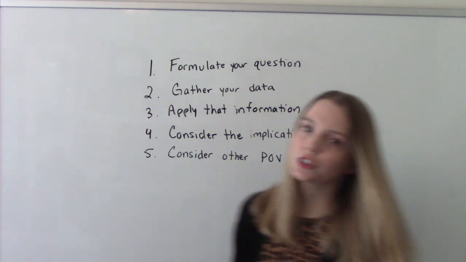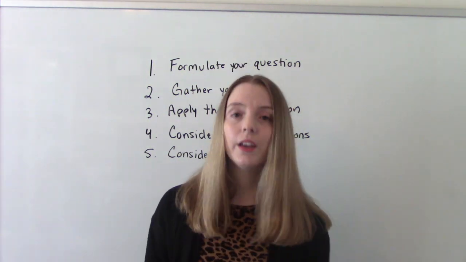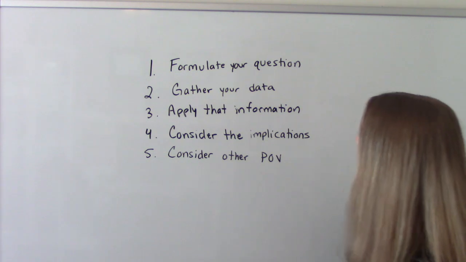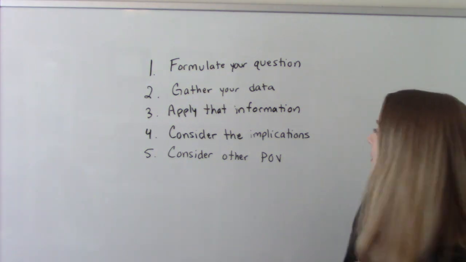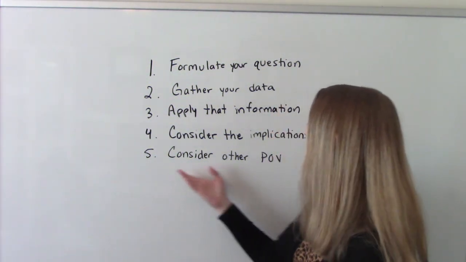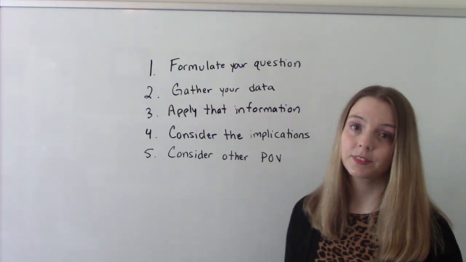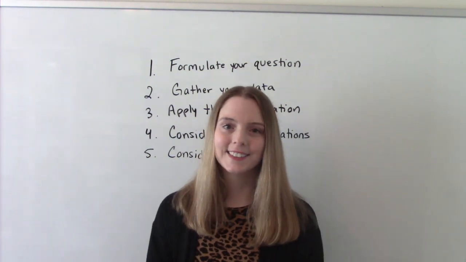Critical thinkers don't just make decisions for other people and say, this is what you're doing, right? We still work with each other, okay? So we work with others as a team. So we're coming up with our question, gathering our data, applying that information, considering the possible consequences of our actions, and then considering how other people might perceive our choices. So that is an example of how to work through the critical thinking process.